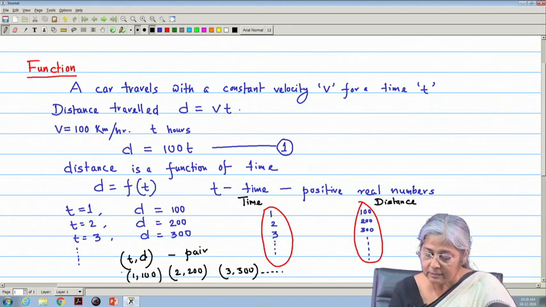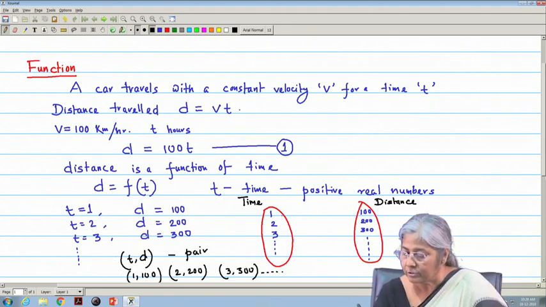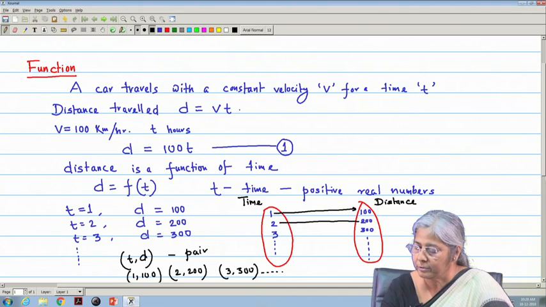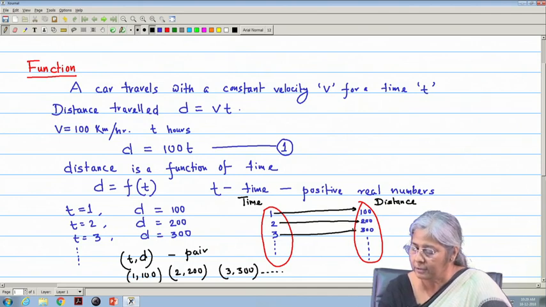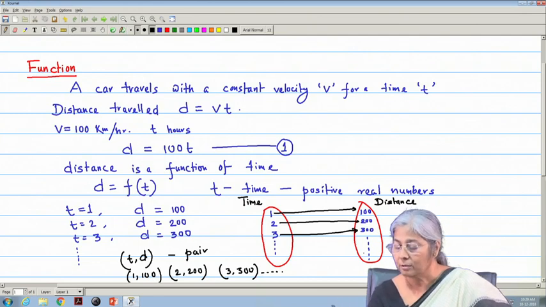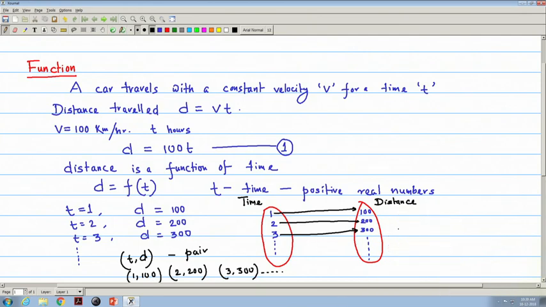That means, now if I connect, 1 and 100 will be connected, 2 and 200 will be connected, 3 and 300 will be connected, in this way it will work. So, this is one example of a function that I can write, that this is an f and it gives you some t to d.